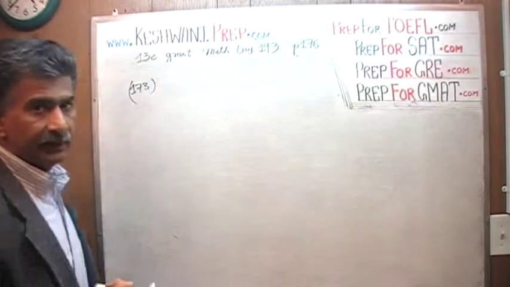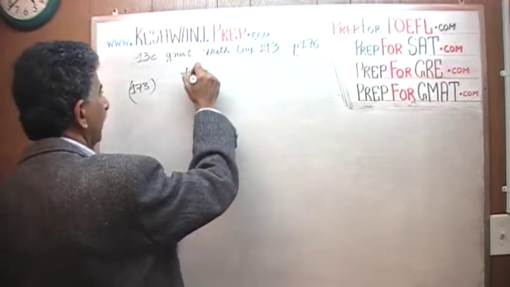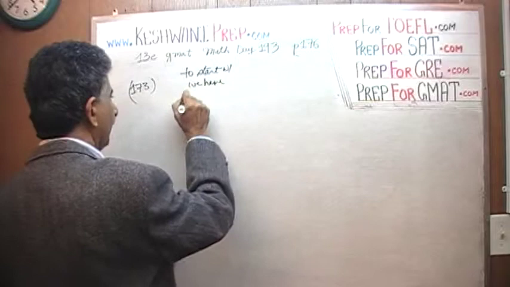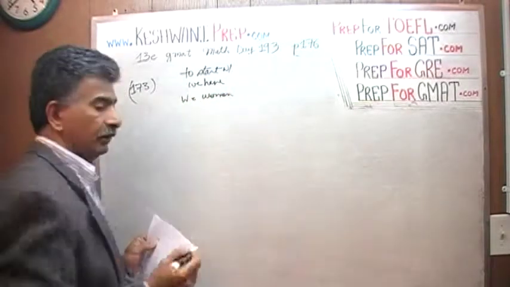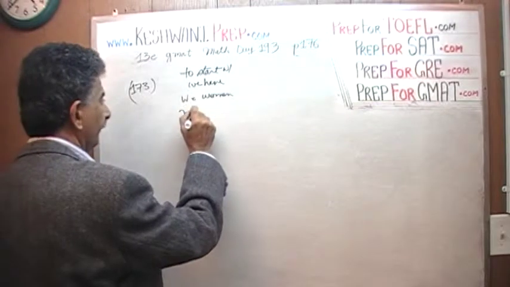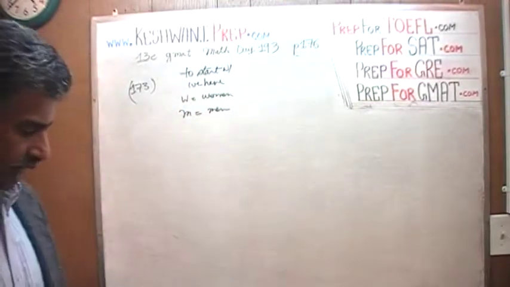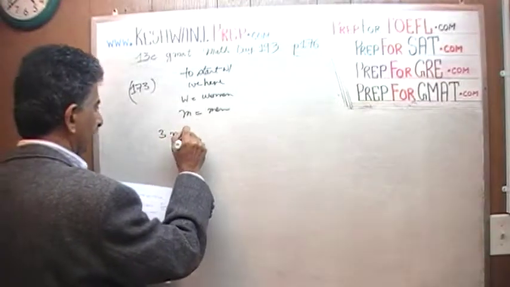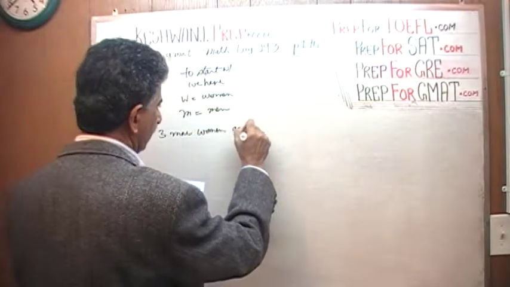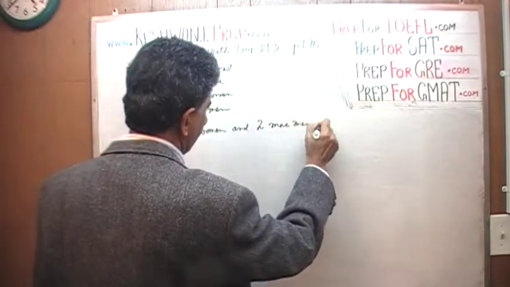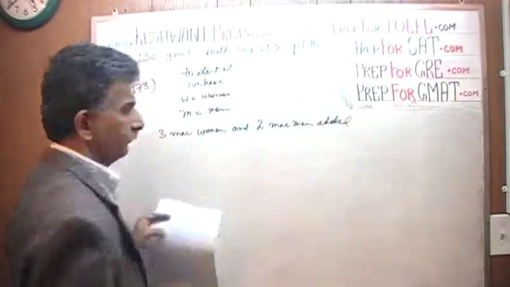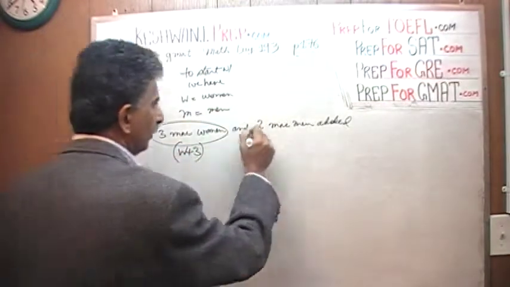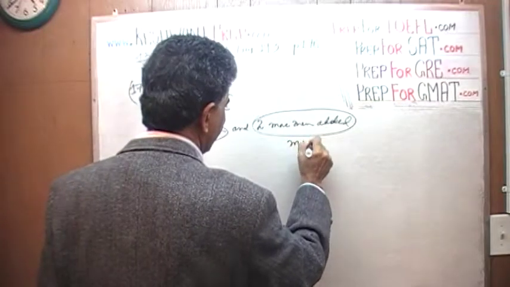In problem 173, they tell us that to start out with, we have W number of women. The number of women is W, and we have M number of men. And then what happens? We are told that three more women and two more men are added. Well, let's find out what that is. Three more women are added, which means the new number of women is W plus 3. Two more men are added, which means the new number of men is M plus 2.